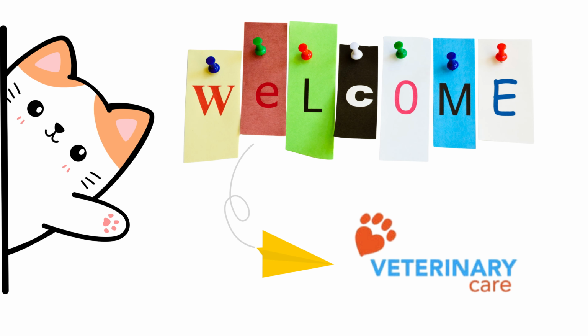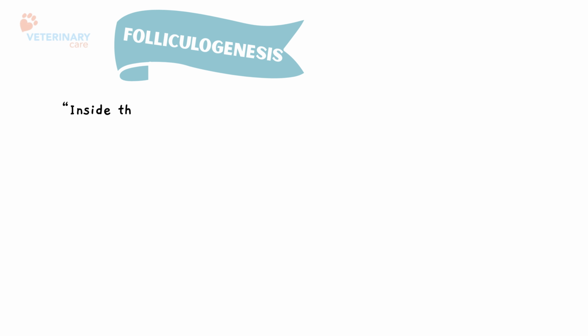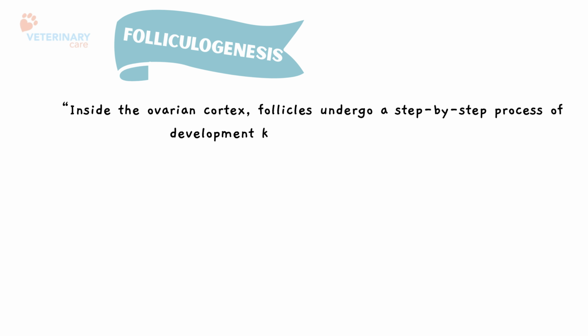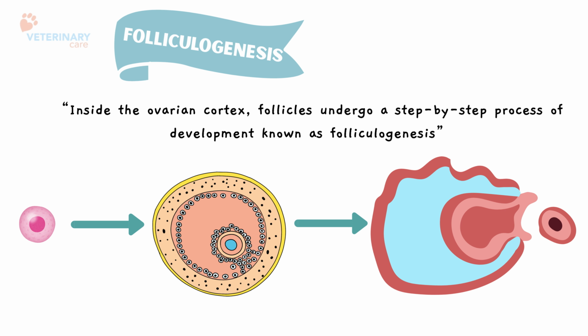Let's talk about how follicles develop. Inside the ovarian cortex, follicles undergo a step-by-step process of development known as folliculogenesis. This is simply the journey of an immature follicle gradually becoming mature and ready for ovulation.